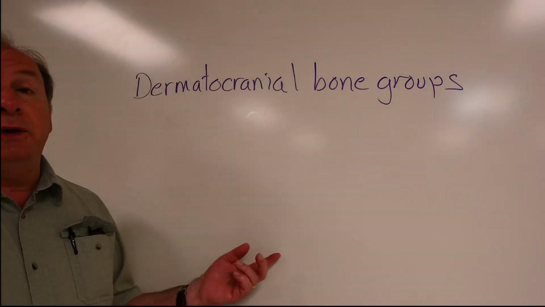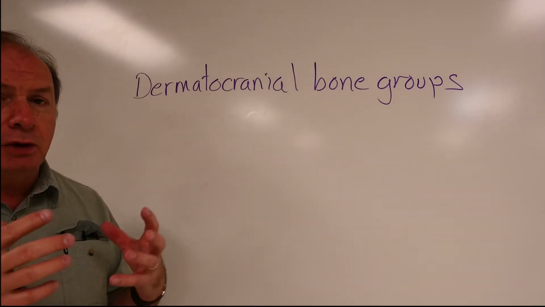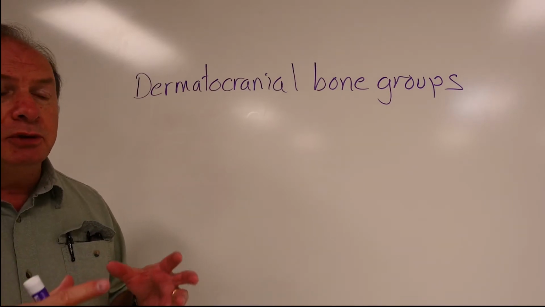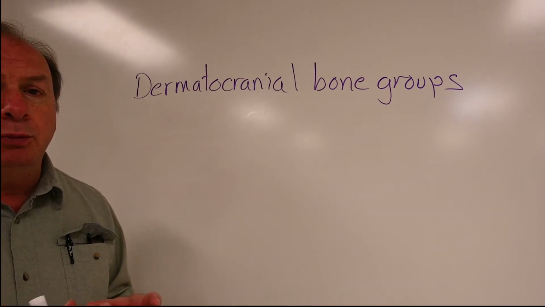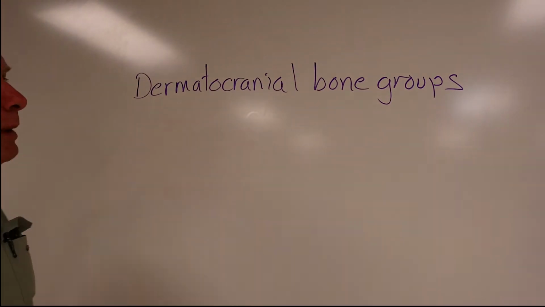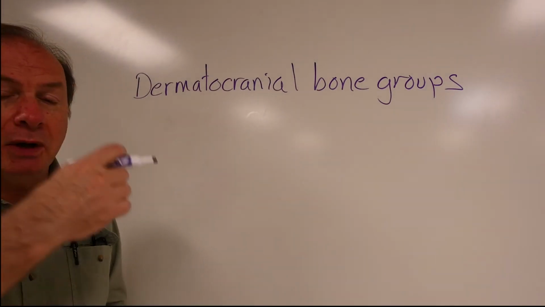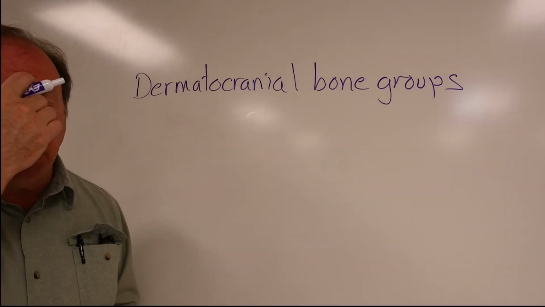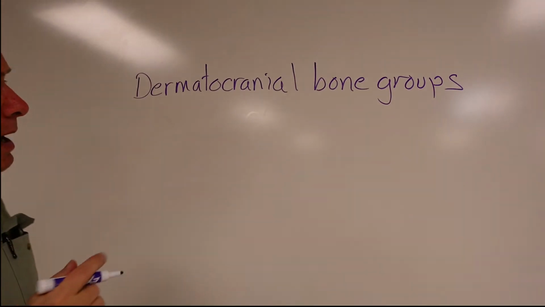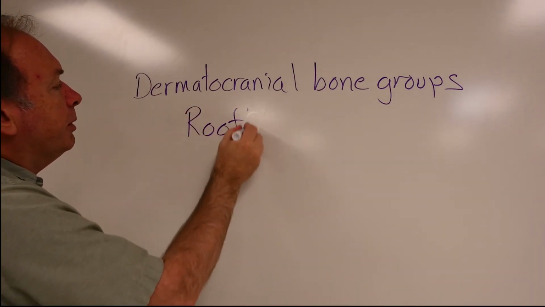Now, when talking about the dermatocranium, there are a number of bones of the skull that are dermatocranial in origin. It's a little difficult to learn them sometimes, so we're going to break them down into subgroups. And so let's list the subgroups of dermatocranial bone. First of all, there's what we call a roofing series. It starts in your nasal and lacrimal bones up here in the front and goes across the top of your head to the back of your head. So we call those all roofing bones.